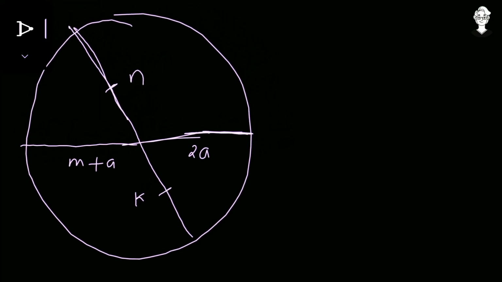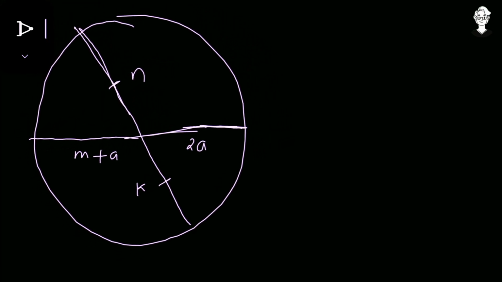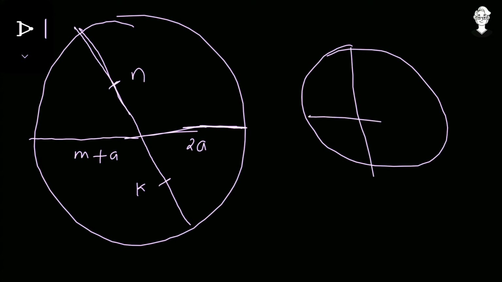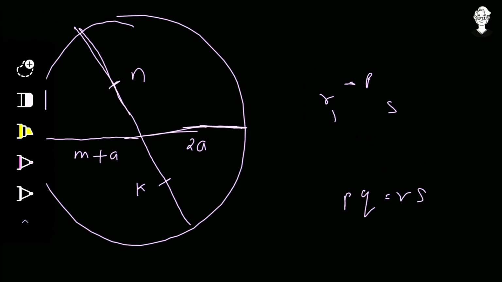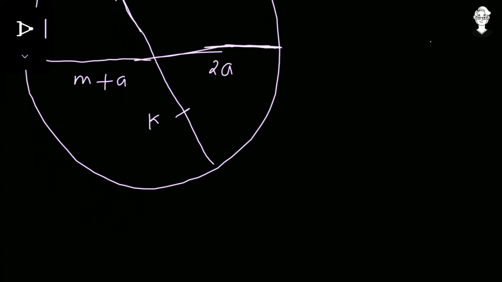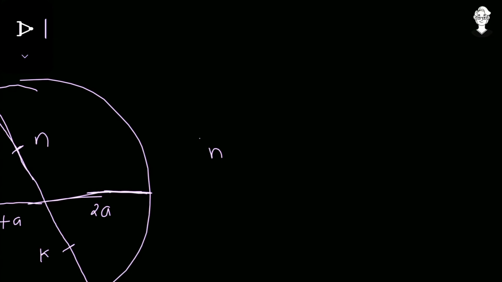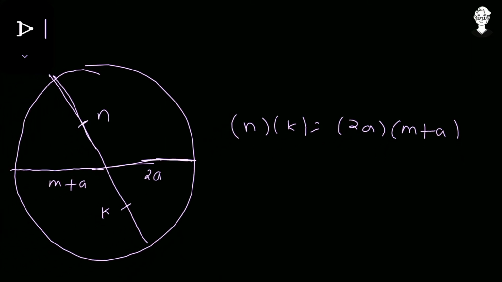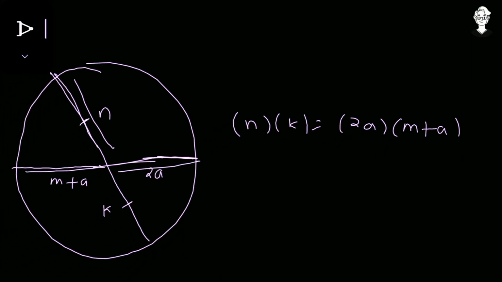Now what I can observe here is the intersecting chord theorem. If there is a circle and two chords are intersecting, no matter at what angle, and the segments are p, q, r and s, then the product of p and q is equal to the product of r and s. This is the intersecting chord theorem. So we can apply it to find the value of k. We have that n into k is equal to 2 times a into m plus a.